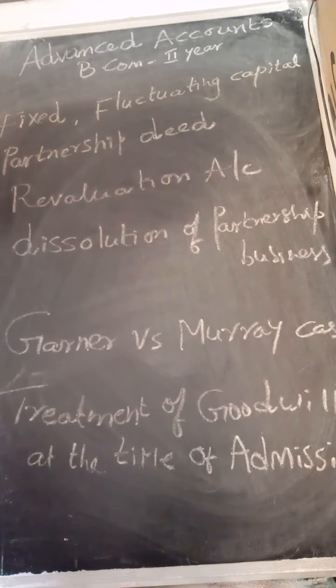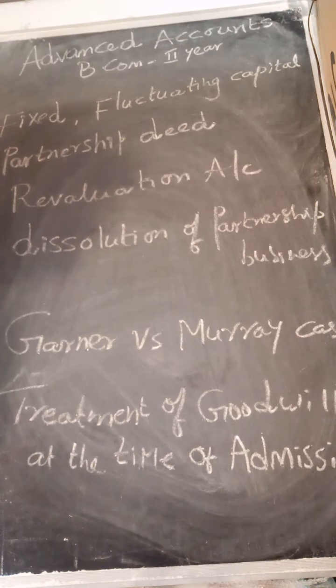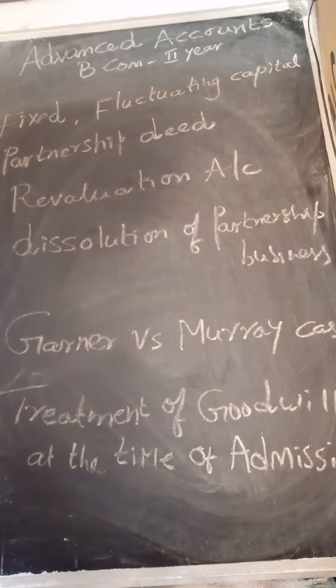Then here you need to learn about fixed capital and fluctuating capital accounts. My dear students, the partners' capital accounts may be fixed capitals or fluctuating capitals. Fixed capital means the capital at the beginning of the year, if maintained throughout the year at the same amount till the end of the year.